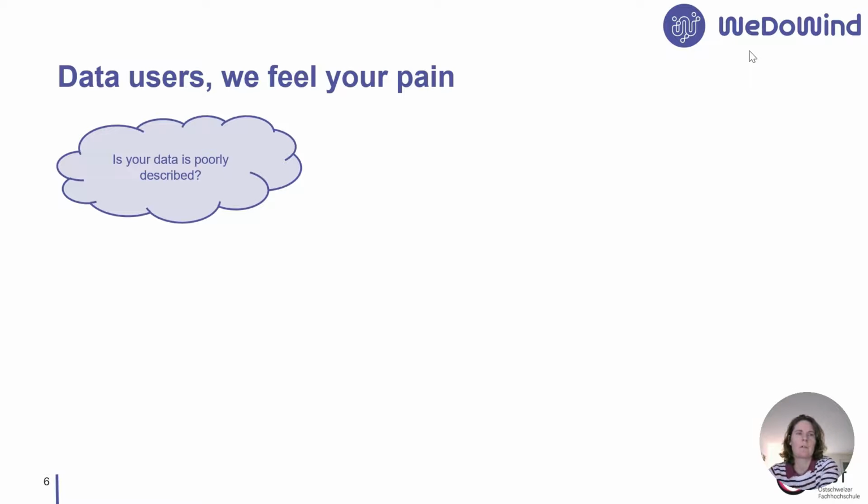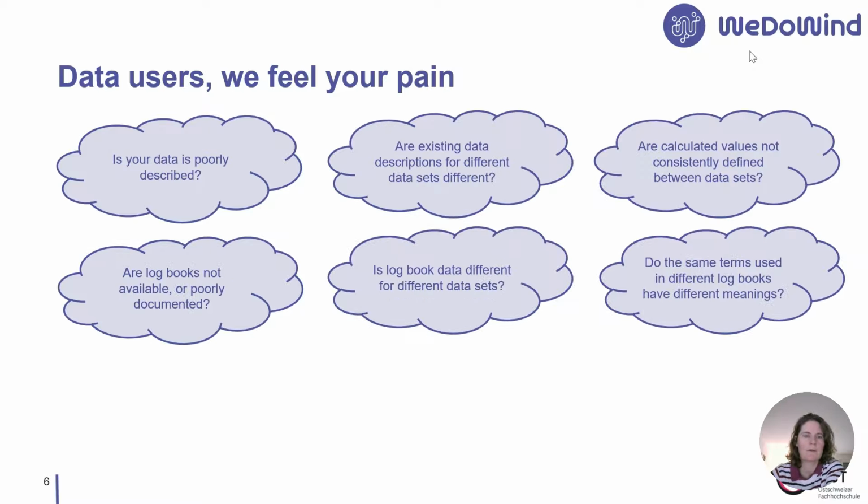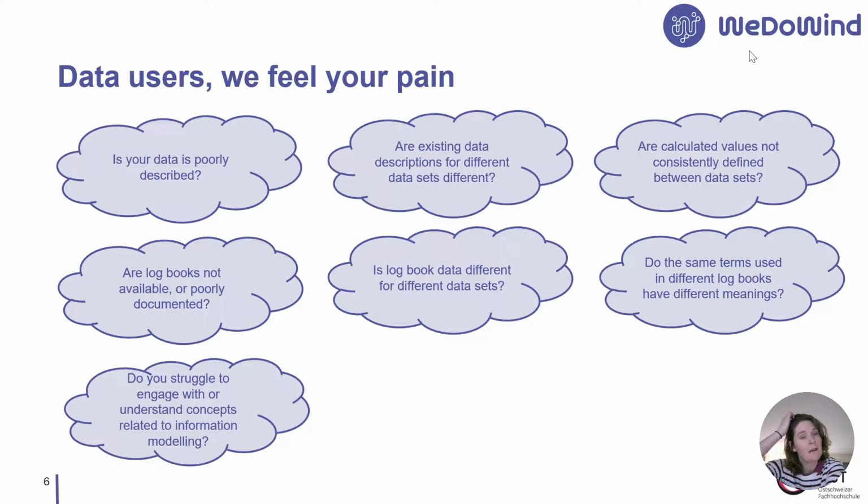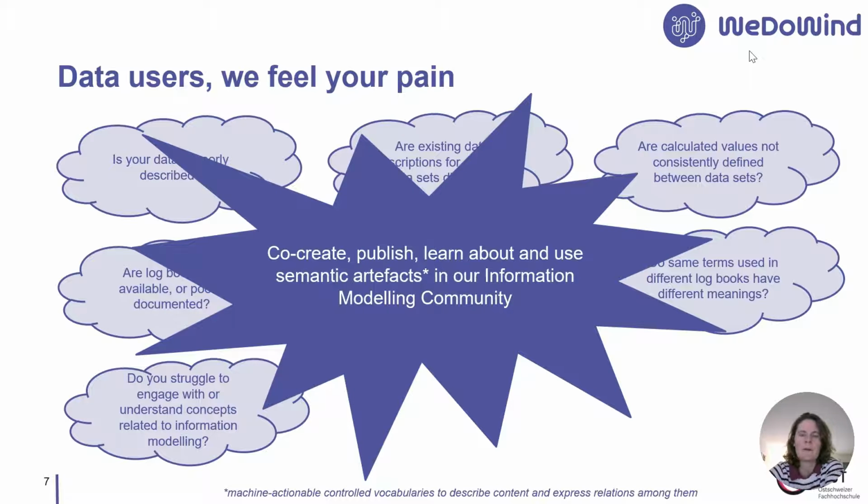First of all, I'm just going to talk about which pain points we try to solve. So if you're a data user, you might be able to associate with some of these difficulties here, with your data being poorly described or logbooks not available or poorly documented. But also you might struggle to engage with or understand concepts related to information modeling or describing your data. So in our information modeling community, you can co-create, publish, learn about and use so-called semantic artifacts, which are machine actionable controlled vocabularies to describe content and also the relations between them.